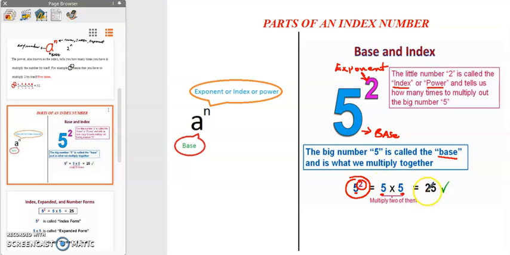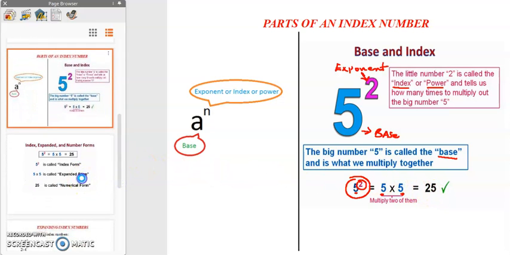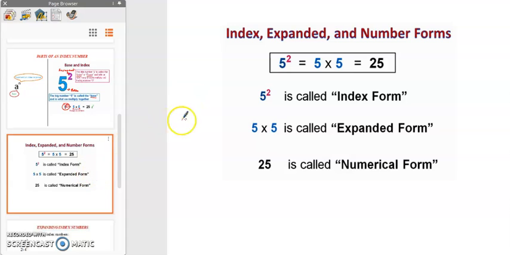But as I said, we're going to explore all of those. Right, so let's go through the different stages that we can write index numbers. So we have the index, expanded, and the numerical form, right? So as I explained earlier, we're using about the same example, 5 squared.